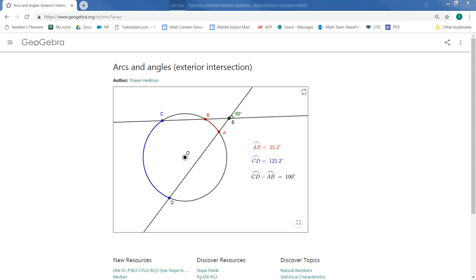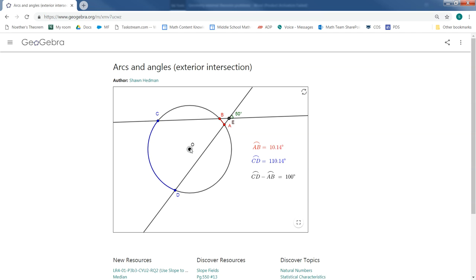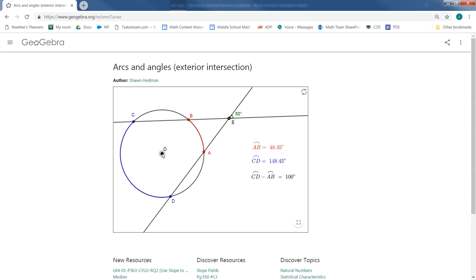Now I'm going to move this circle around, and as I do that, the numbers are going to change. If I move the circle closer to point E, both of the two arcs get smaller. As I move further away, both of the two arcs get larger. But we can see one thing is remaining the same. No matter where I stop, no matter where I put this circle, the measure of arc CD is exactly 100 degrees greater than the measure of arc AB. And that is a theorem.